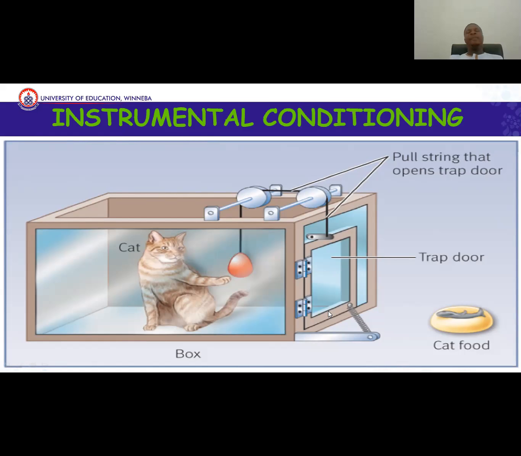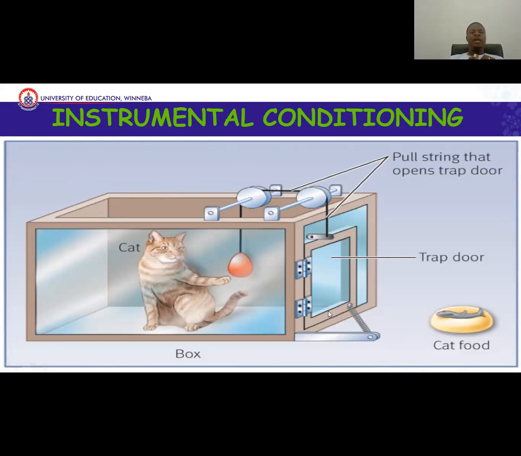And at the back of the box, there is food. What this means is that the animal would have to manipulate the object inside the box in order for the trap door to open so that the animal can come out to pick the food that is there.